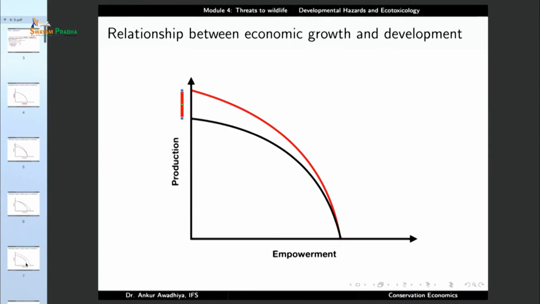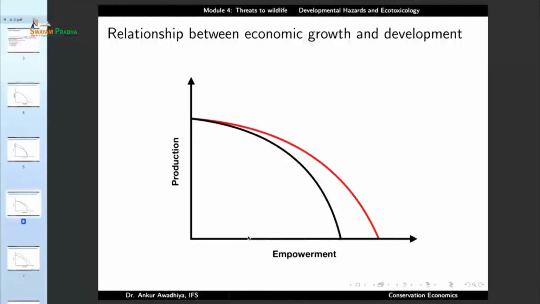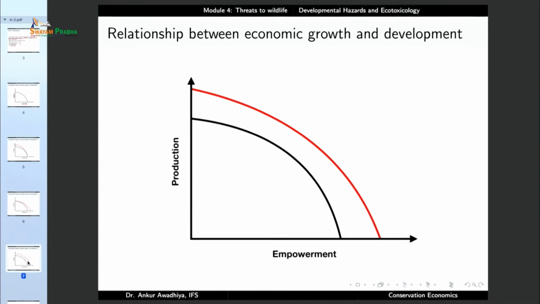Another example is this one, where the amount of production remains the same, but the society is only focusing on empowerment. So in this case, everybody has become more capable of having control over their lives. The empowerment has increased without the economic growth. But in a number of cases, what we are aiming at is an increase in production as well as an increase in empowerment. So there is an economic growth, but there is also an economic development.